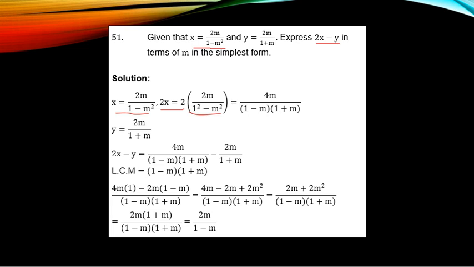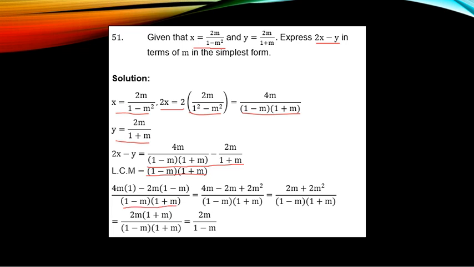So 2 times 2m, you have 4m. If you express the difference of two squares, you have this result. Then y is just this. Then 2s minus y is equal to, so 2s, the result for 2s is this, minus y, that is 2m over 1 plus m. So if we find the LCM, 1 plus m is common, then 1 minus m, the two terms become the LCM. So the LCM is this.